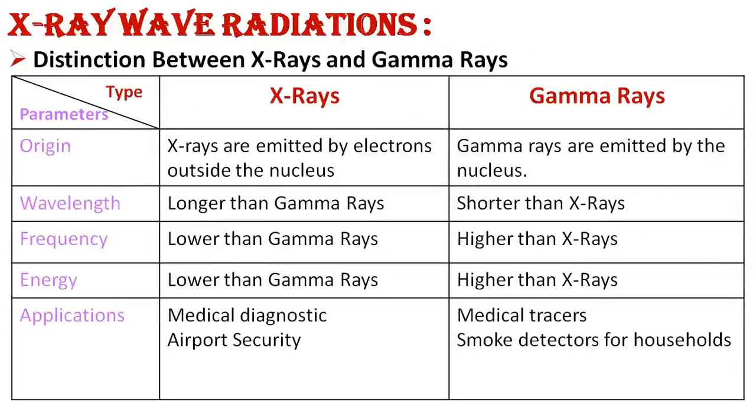The next concept is the difference between X-rays and gamma rays, which have different parameters. The first one is origin. X-rays are emitted by electrons outside the nucleus. Wavelength is longer than gamma rays, frequency is lower, energy is lower, and applications are medical diagnostics and airports. Gamma rays are emitted by the nucleus. Wavelength is shorter than X-rays, frequency is higher, and energy is higher. They are used in medical tracers and smoke detectors for houses.